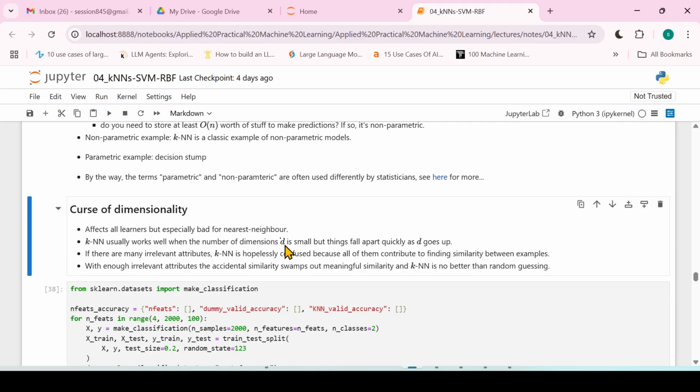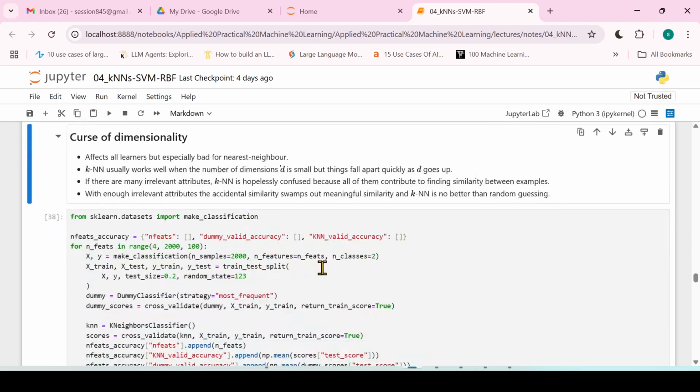Now this curse of dimensionality, in general, what we see is that most of the models do not work well with a lot of features. Like KNN, KNN is an algorithm which does not do great if we have very high dimensional data, right? To understand that, consider this.